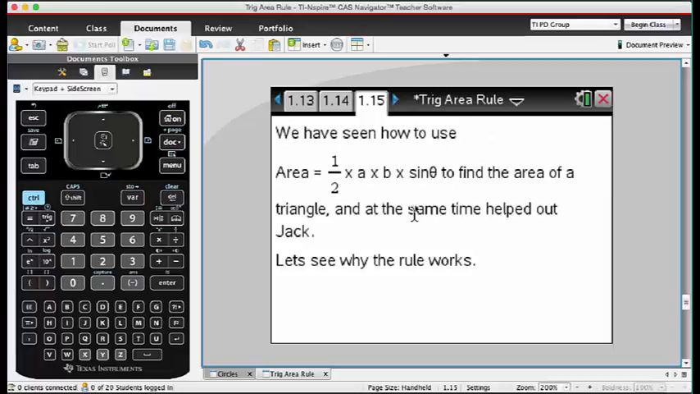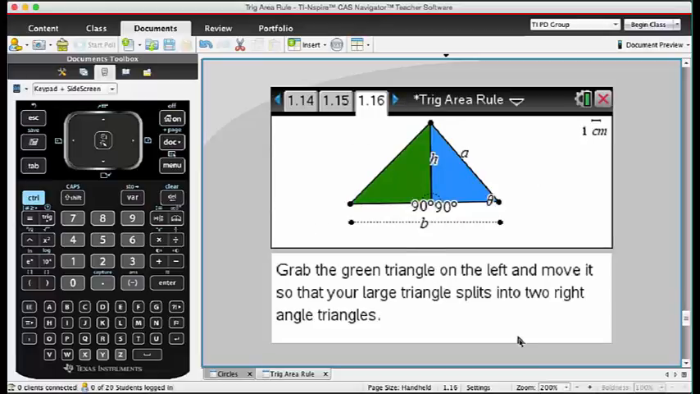Now, this is the part that I always like to reinforce to students: there's a reason, there's mathematics behind why we're doing this. So we've now seen that this works and it gives you the right answer. But now, and again, the handout takes you through and explains to the students what they need to be doing. It actually talks about, well, why does this rule work?